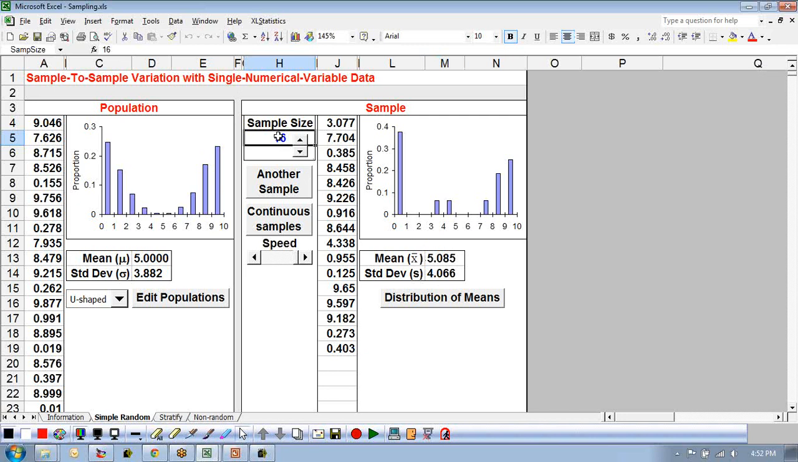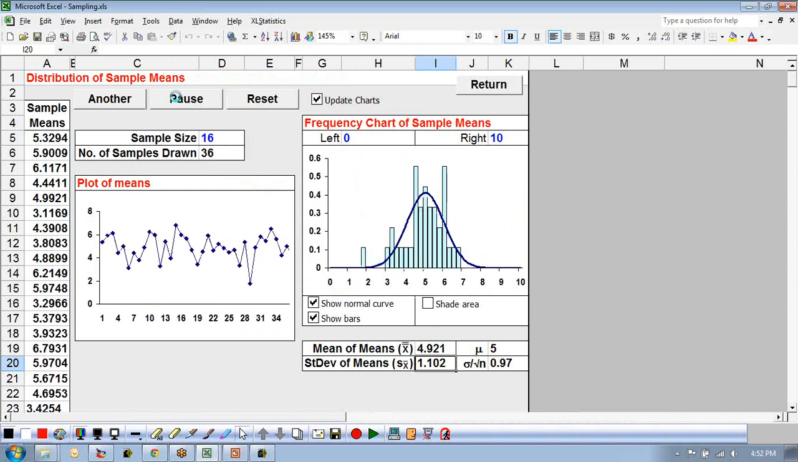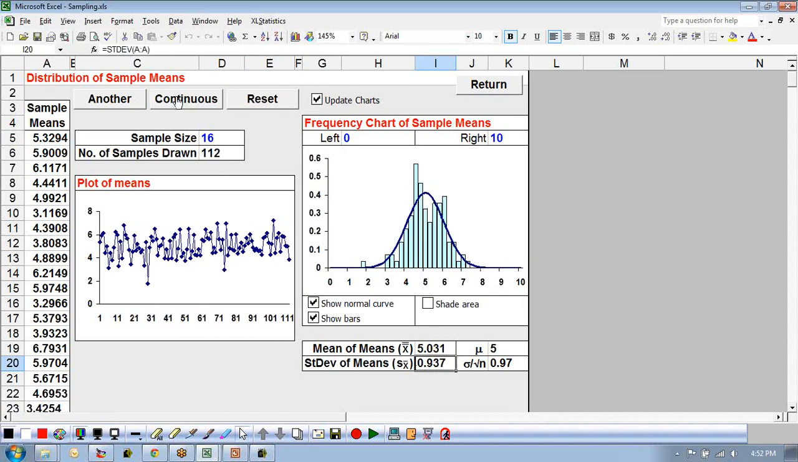I'll show you what happens when we up it to, say, 36, since the square root of 36 is equal to 6. Okay, let's take one here and let's see if it works. Wait for 100 of them or so. And again, look, very normal distribution, and we got exactly what we predicted.